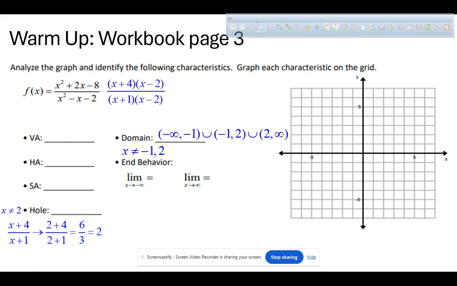So you'll see I've got x plus 4 over x plus 1. The hole is happening at positive 2, the restriction of that canceled out factor. So I plug 2 into that equation, and so my hole is 2 comma 2.